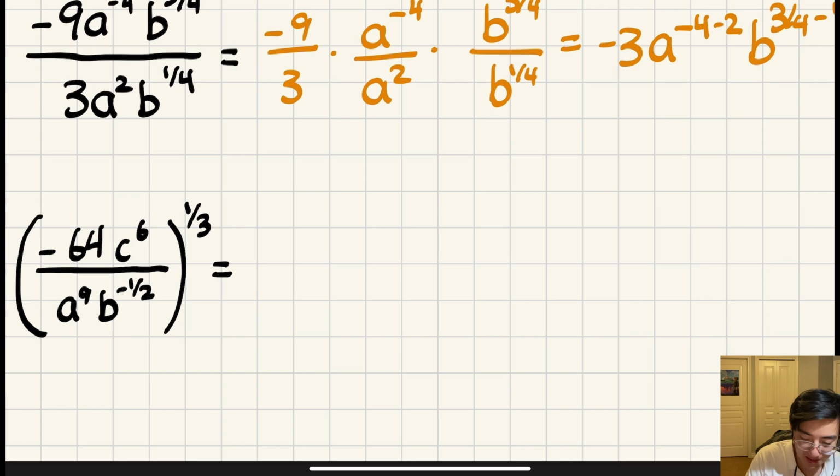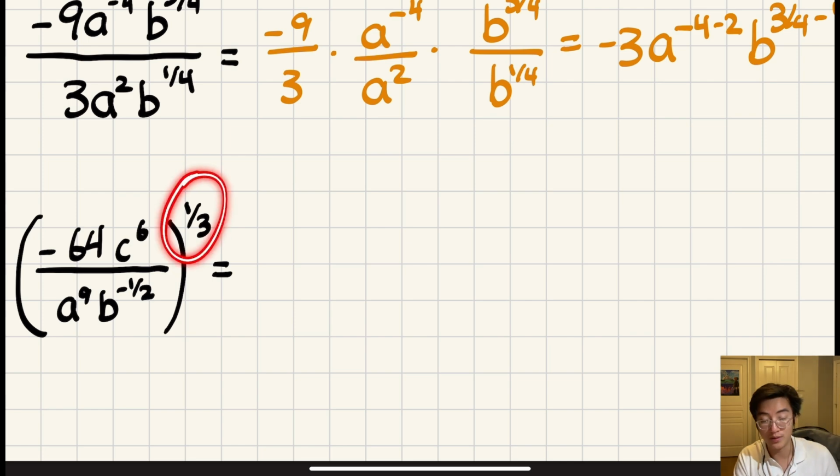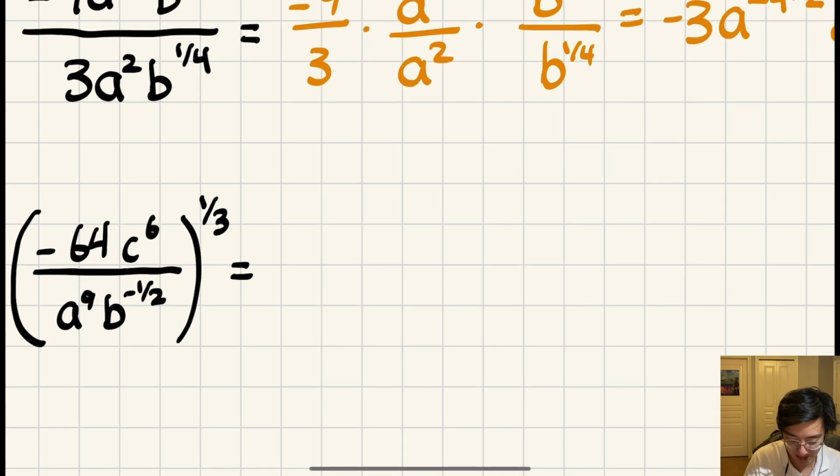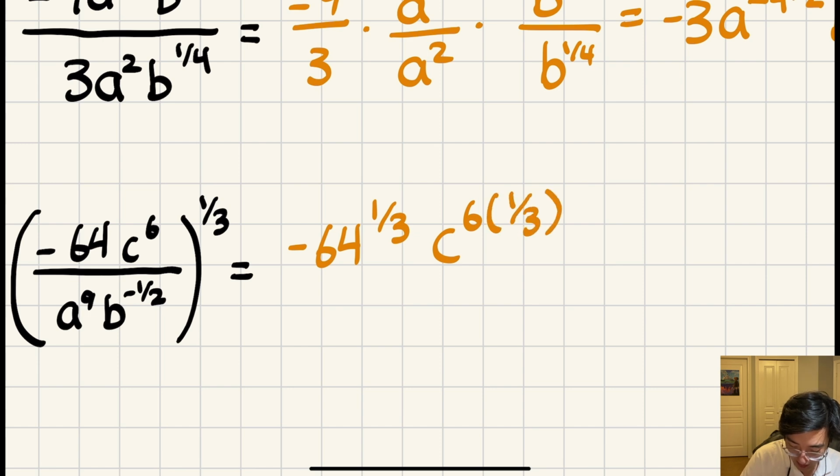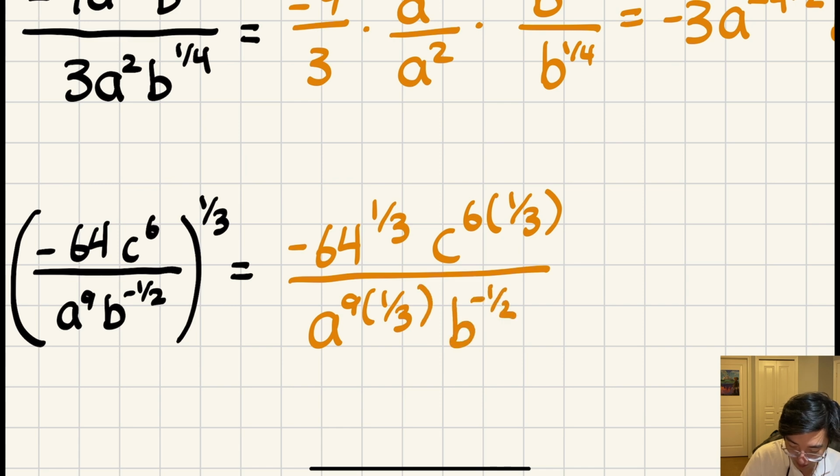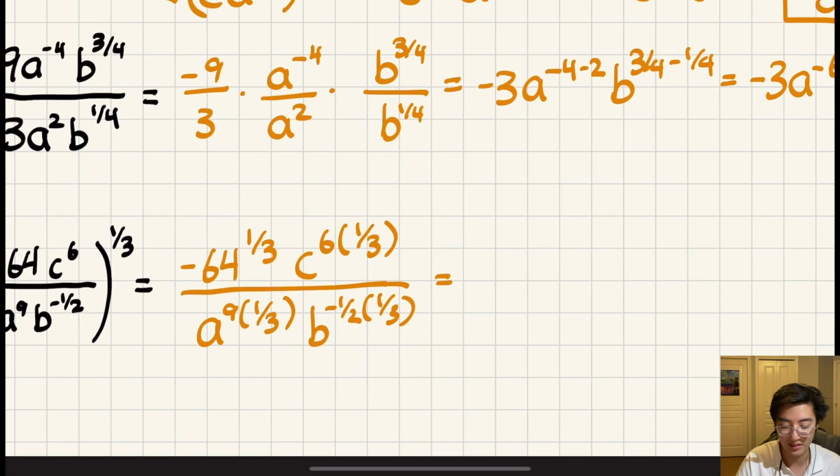Right off the bat, we want to simplify as much as possible before we bring in the exponent. But we have a, b, and c. All the bases are different. So we just skip straight to the exponent step. We have negative 64 to the power of 1 over 3. c to the power of 6 times 1 over 3. a to the power of 9 times 1 over 3. b to the power of negative 1 over 2 times 1 over 3. Okay, that's a lot.